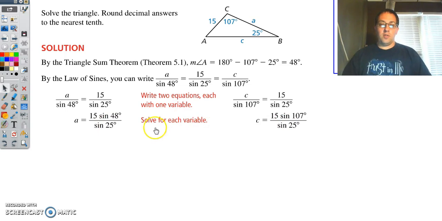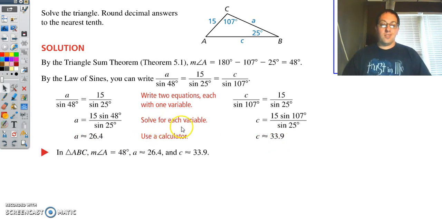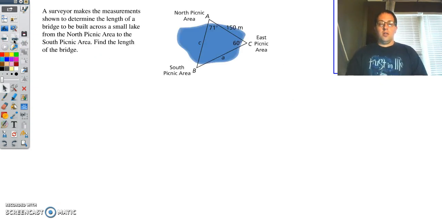Cross multiply and divide for each one, and that gives you A equals 26.4, C equals 33.9. And that's it. So not too bad. We're going to do another one. A little bit more application here.